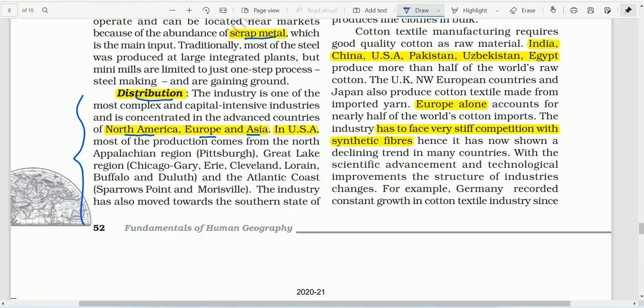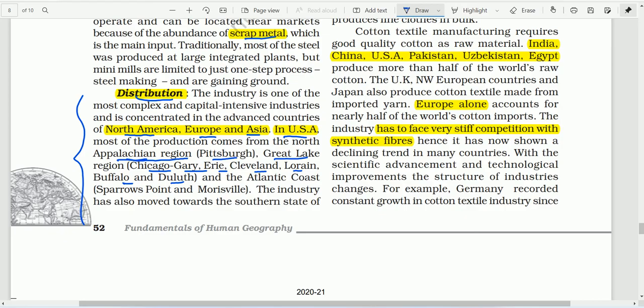In the USA, most of the production comes from the North Appalachian region, that is the Pittsburgh area. This is a very old mountain range. Then the Great Lakes region. In the Great Lakes region we also have Chicago, Gary, Erie, Cleveland, Lorain, Buffalo, Duluth, and on the Atlantic coast, Sparrows Point and Morrisville.